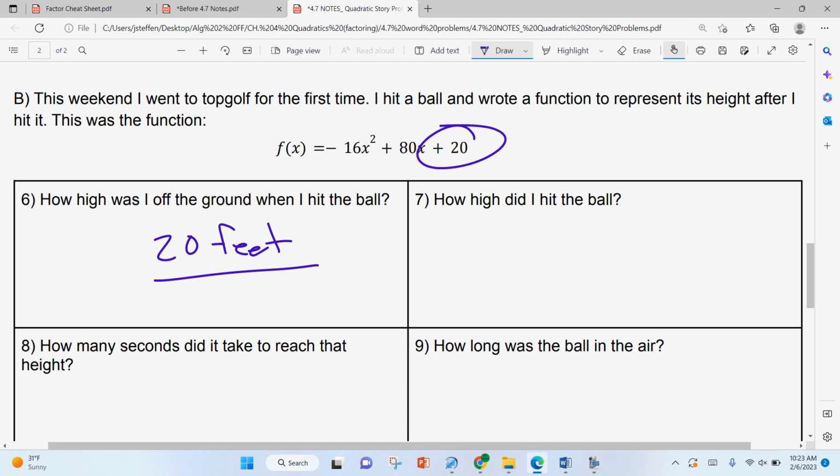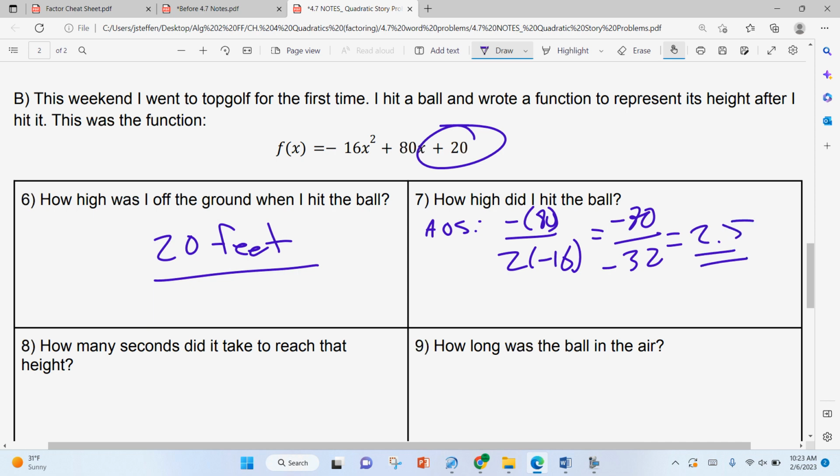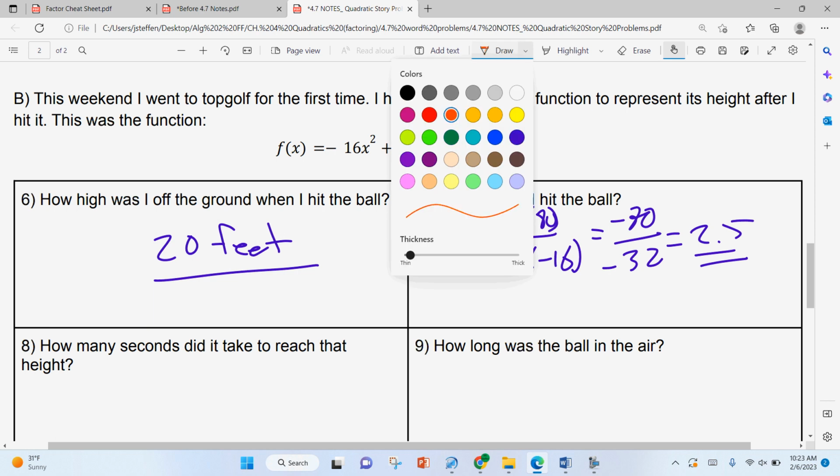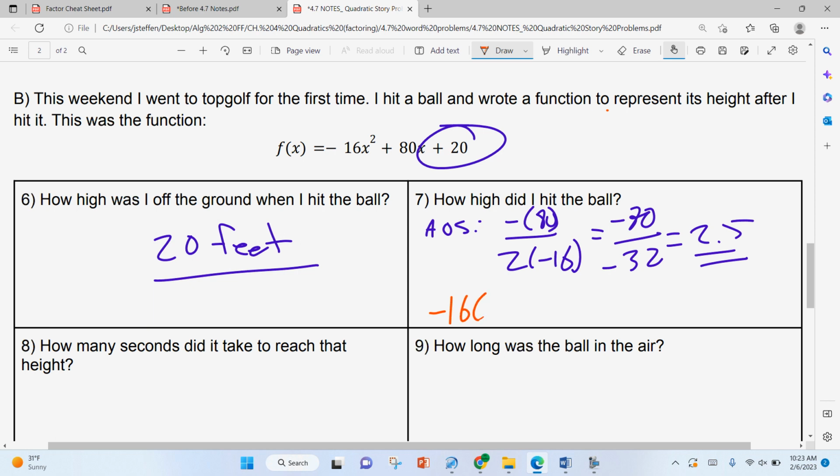Just like the last one, we're going to find the axis of symmetry and the vertex. So the axis of symmetry, I have negative 80 over 2 times negative 16. So negative 80 over negative 32. You got 2.5 for that. Then plug that back in. So negative 16 times 2.5 squared plus 80 times 2.5 plus 20.